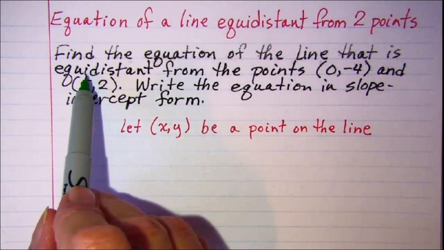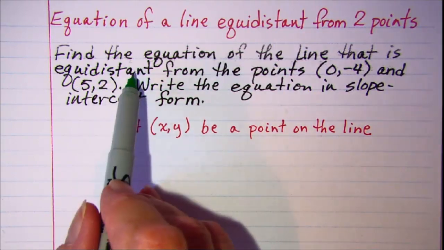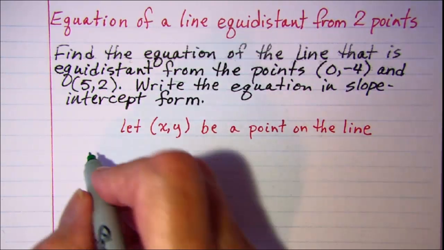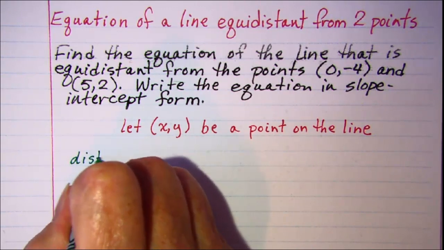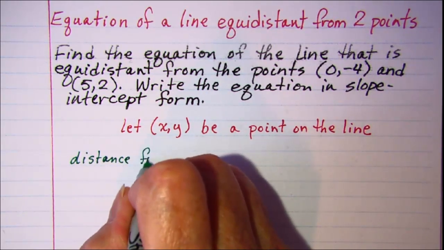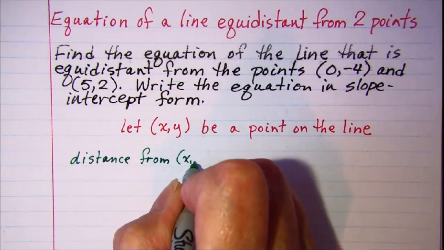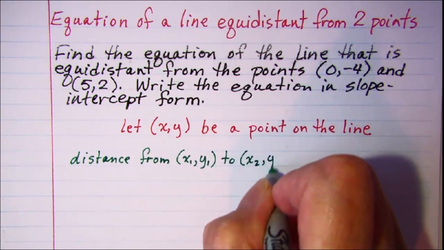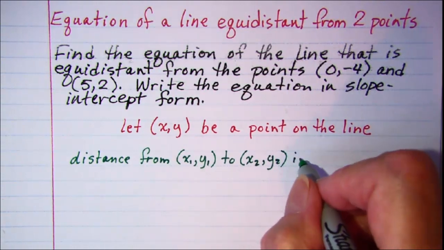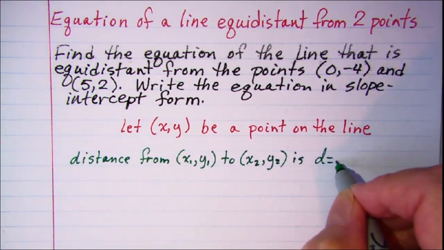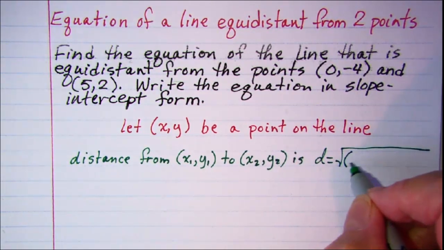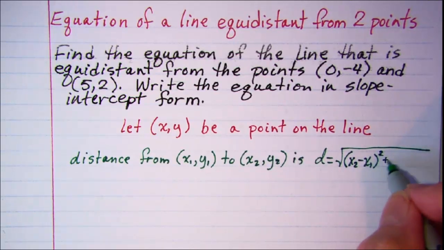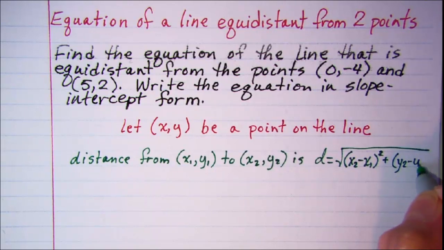And because we're told that this point on our line is equidistant from the point (0, -4) and the point (5, 2), I'll need the distance formula. Distance formula says that the distance from some point (x1, y1) to the point (x2, y2) is given by d equals the square root of the quantity (x2 - x1) squared plus (y2 - y1) squared.